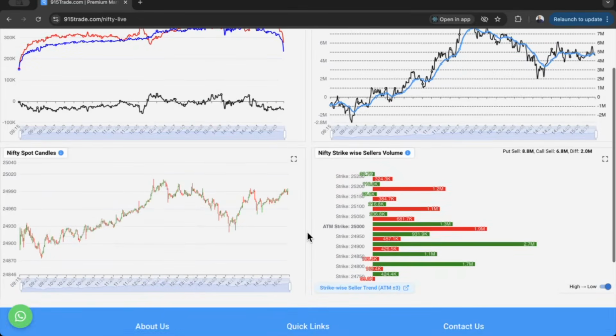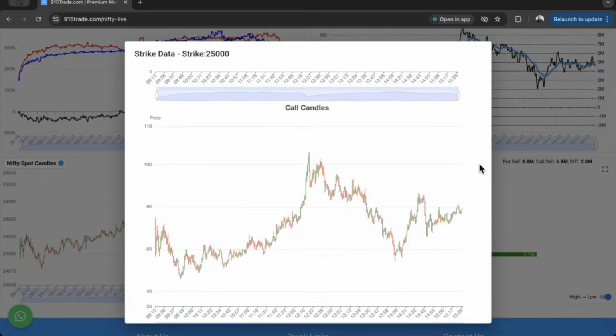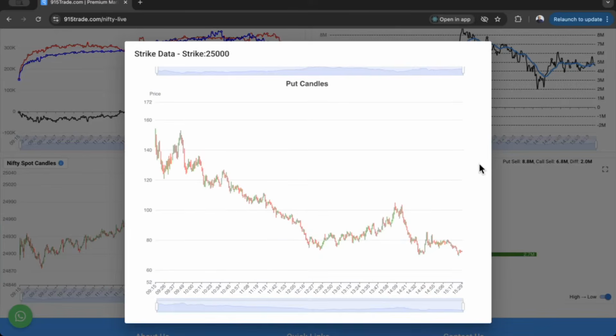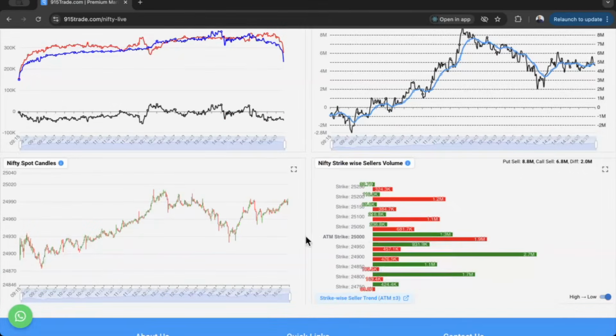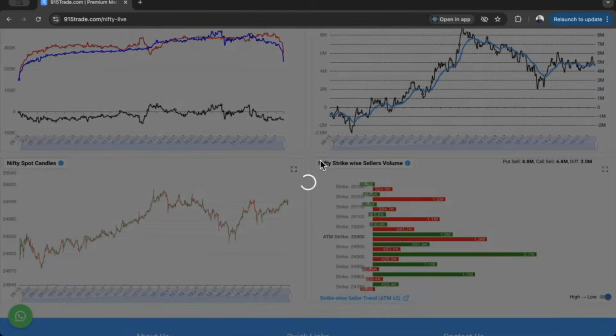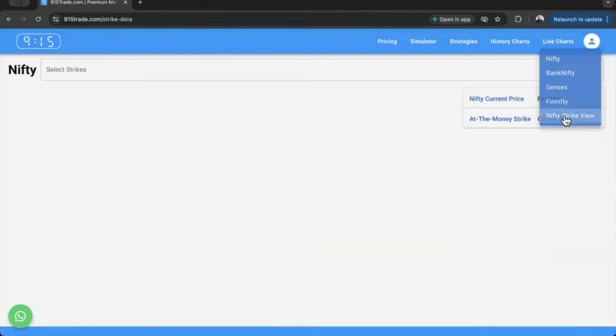Price will show here. Yes. Chart you just opened. Yes. Price will show there. You will see the price at the bottom. However, when you are looking at it in the live market, you will not be able to see it. When you click on this, it will not refresh here. In the live market, I recommend you go to live charts and Nifty strike view.